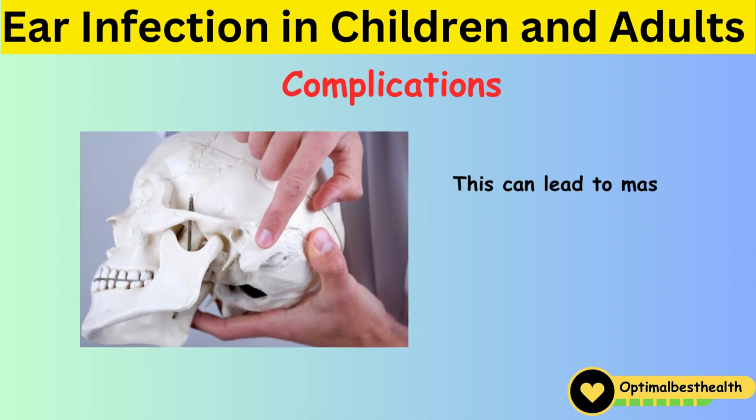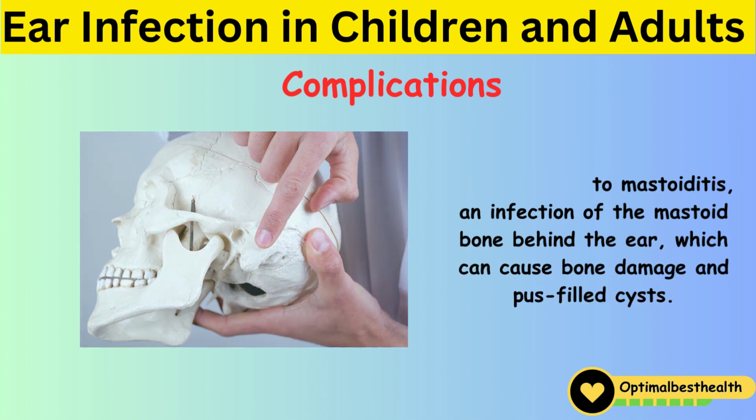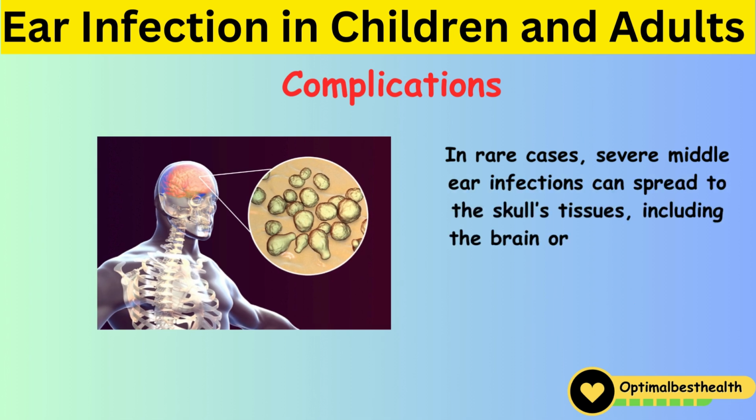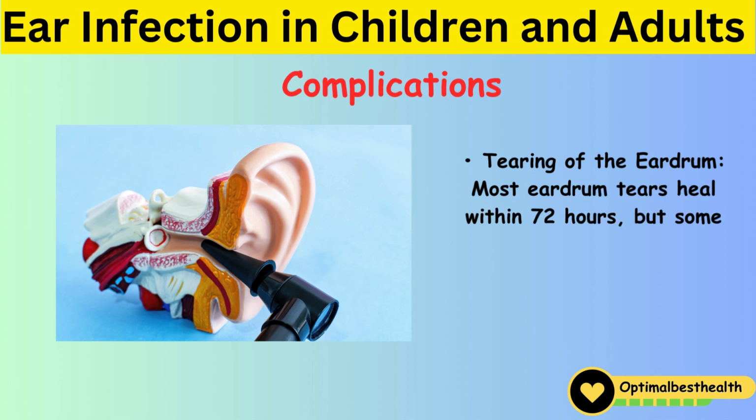This can lead to mastoiditis, an infection of the mastoid bone behind the ear, which can cause bone damage and pus-filled cysts. In rare cases, severe middle ear infections can spread to the skull's tissues, including the brain or the membrane surrounding the brain, meningitis. Tearing of the eardrum. Most eardrum tears heal within 72 hours, but some cases may require surgical repair.